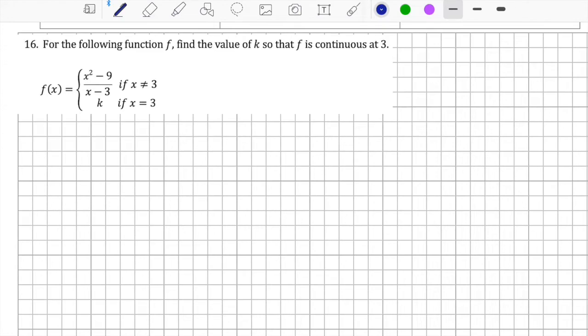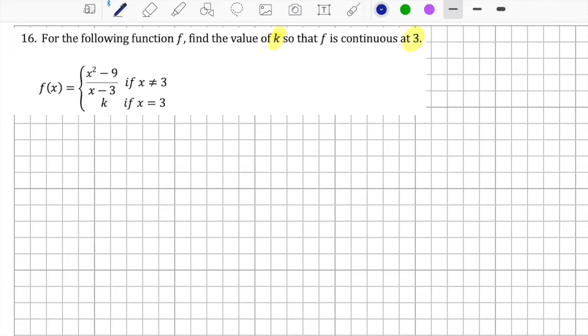Okay, let's try one more just to make sure that you're understanding. So again, we want to find the value of k so that f is continuous at 3. So again, we want to see what value k will make f continuous at 3. So again, I want to start off by writing the definition of continuity.